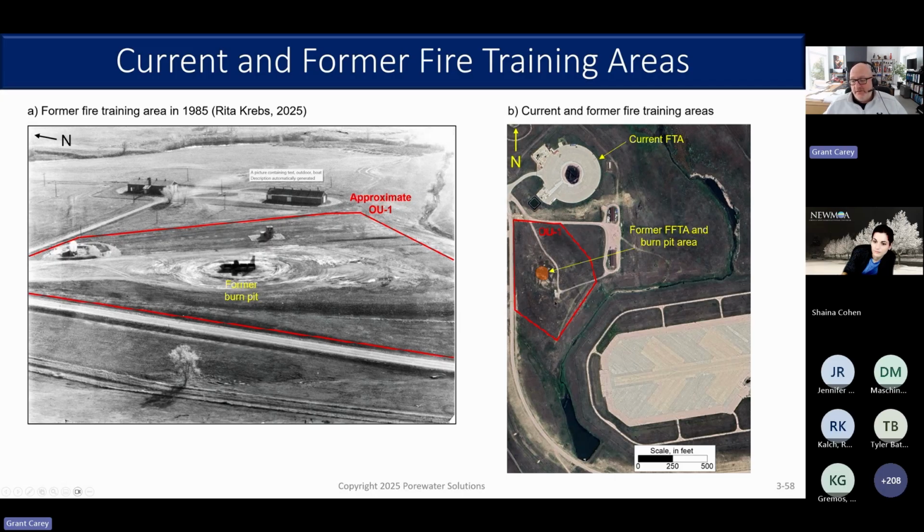They actually stopped using the former fire training area in 1990 and switched over to this current fire training area. The Air Force did this across the board. So it's interesting because now we've got the former fire training area where no releases of AFFF occurred since 1990, for the last 35 years. So that helps us with our data assessment as well.